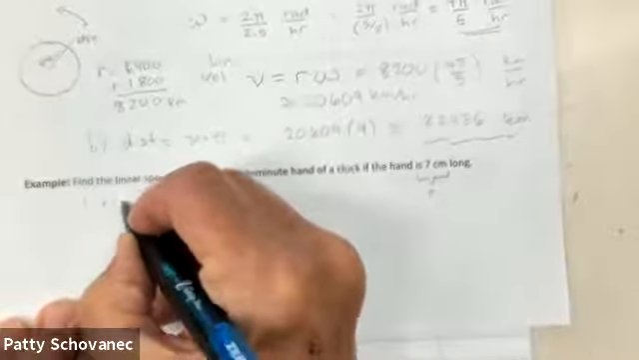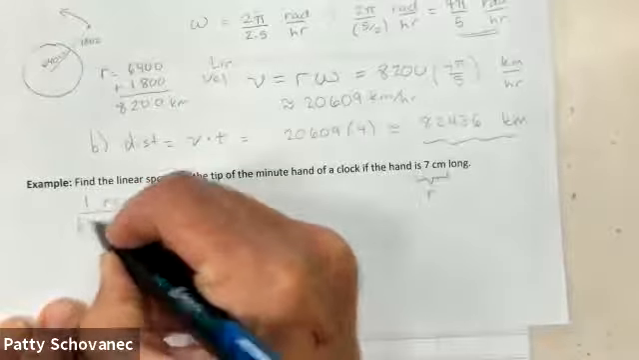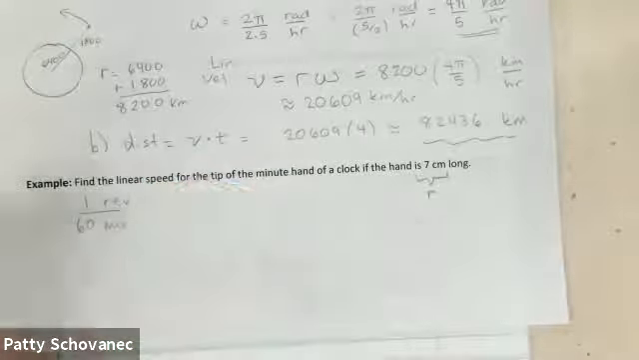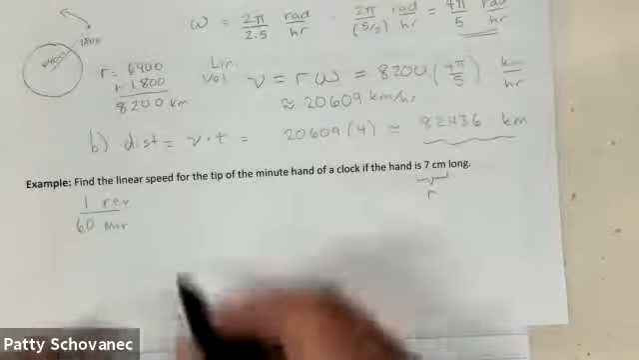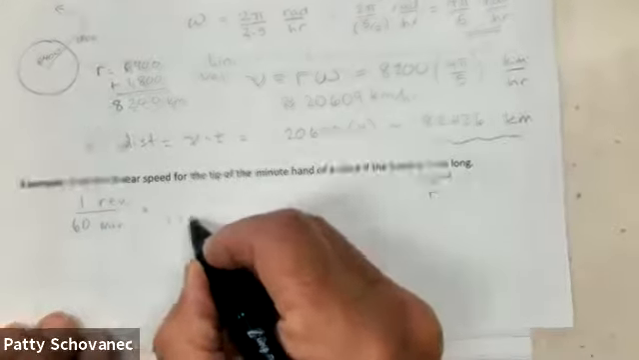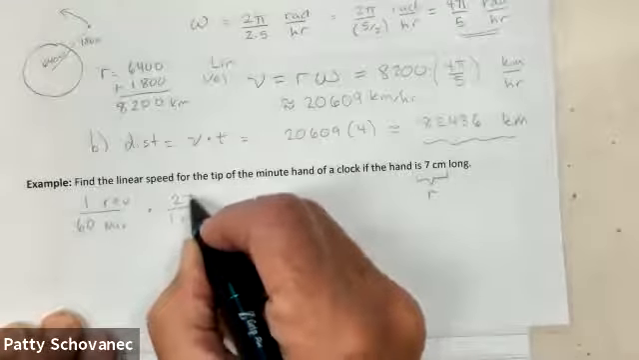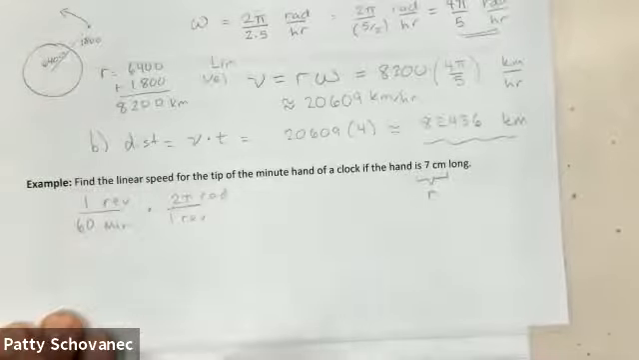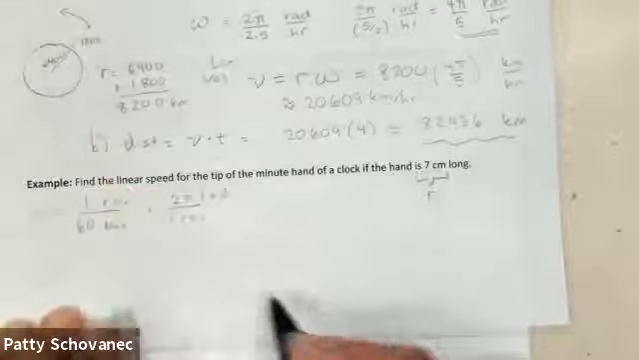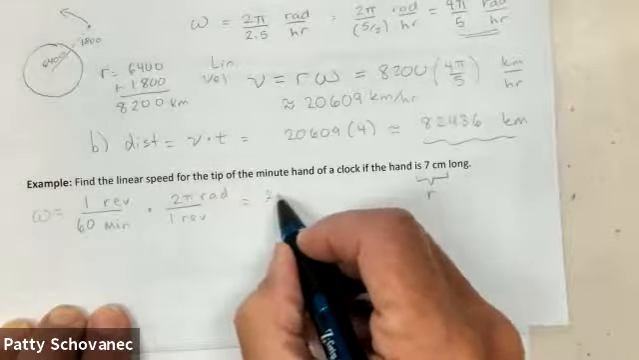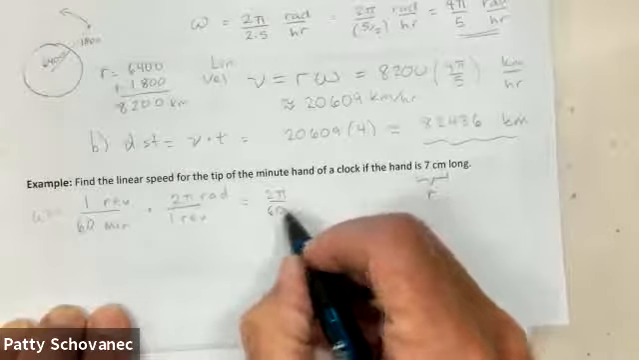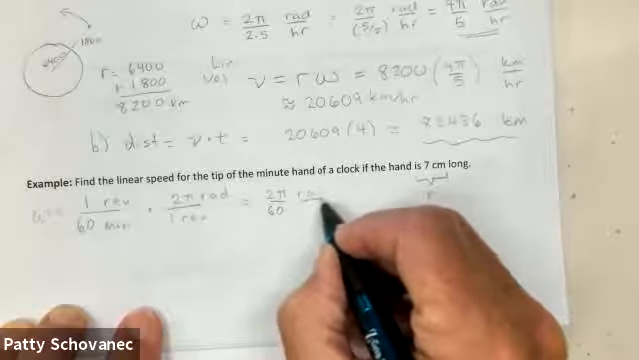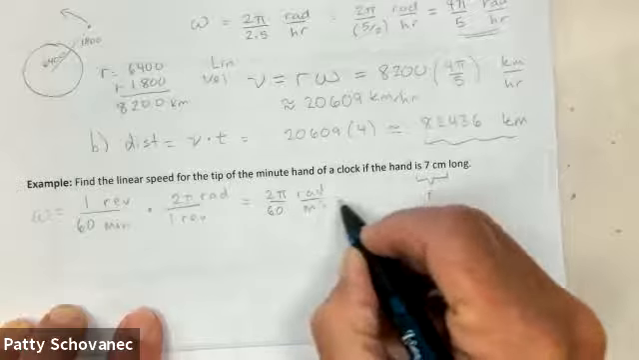1 revolution per 60 minutes is how long it takes that minute hand to get all the way around the clock. But a revolution is 2 pi radians. So 1 revolution is 2 pi radians. And so omega is going to be 2 pi divided by 60 radians per minute, which is pi over 30.